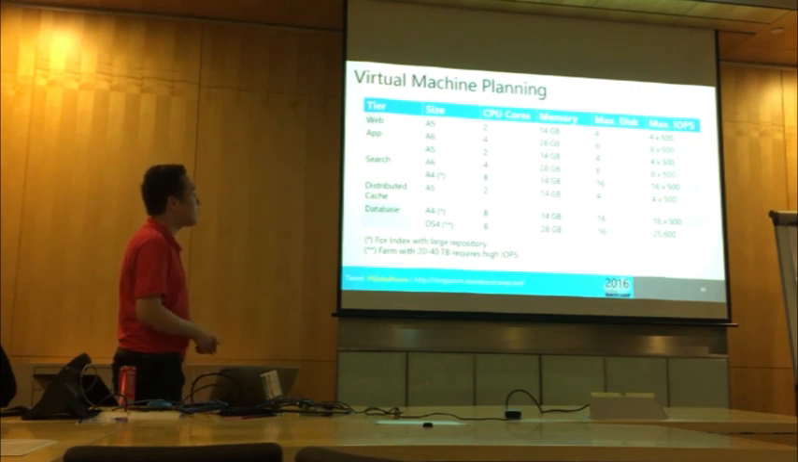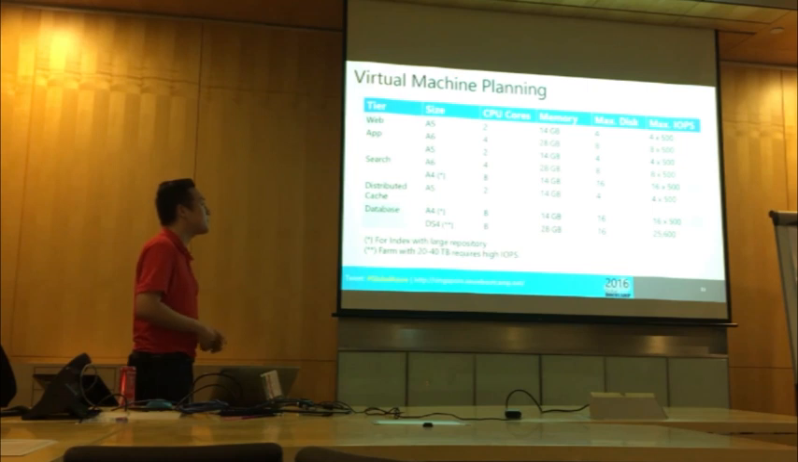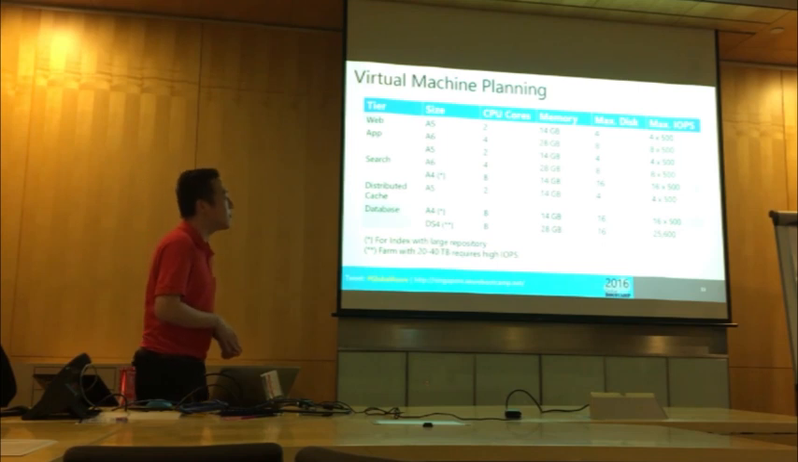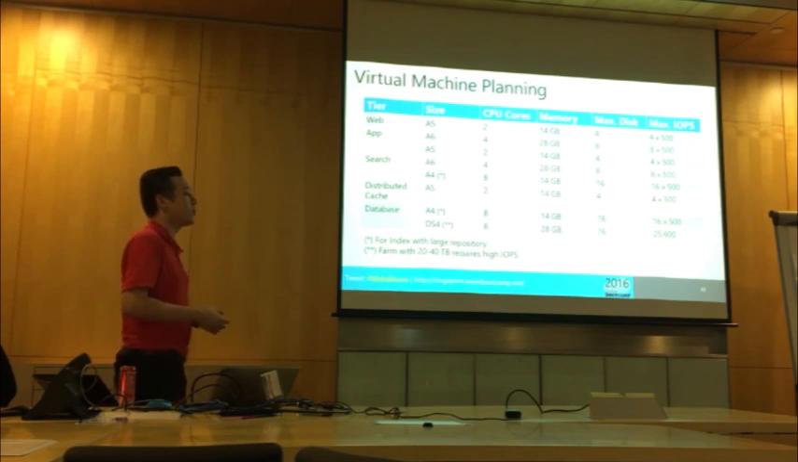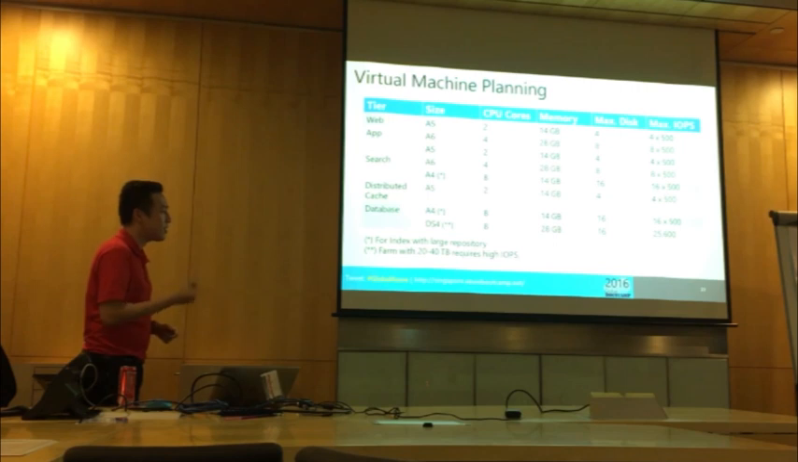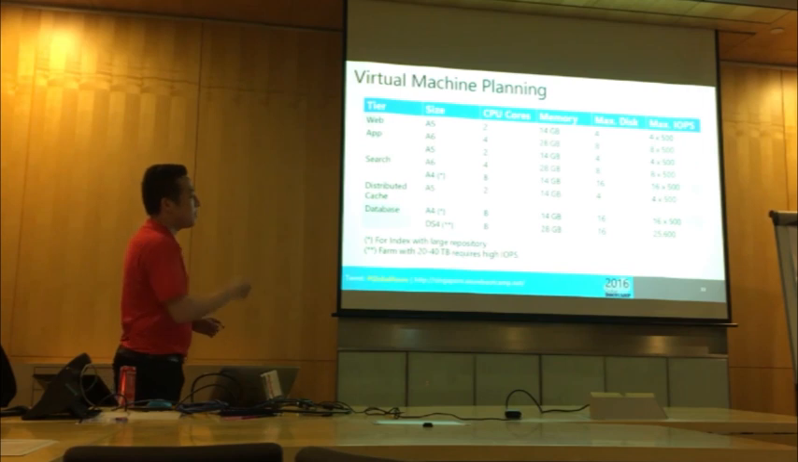For database, you can consider using one of these options: the A4, with the number of cores 8 and memory 14. The maximum number of disks is 16, which helps you store pretty much data. And DS4, which can be associated with premium storage, has very high IOPS, 25,600.